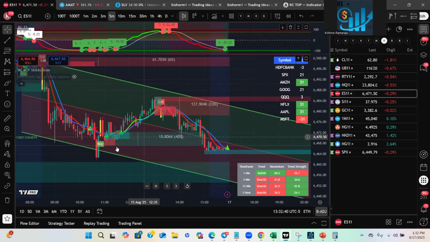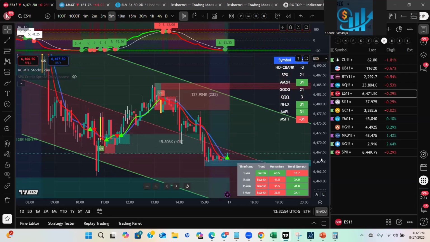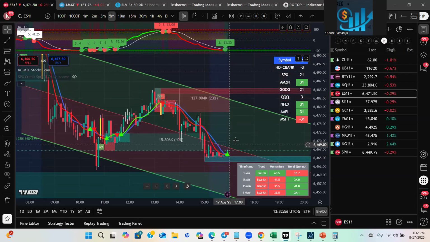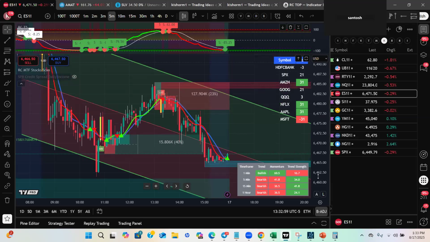So if you want to take multiple opportunities, right here, you will get a buy. Again, it went to the top, you get a sell. Again, it dropped, you get a buy. Again, it goes to the top, you get a sell. So you have more buy and sell opportunities with futures level. That is good for scalpers. This is good for day traders. Right. Okay. Makes sense.